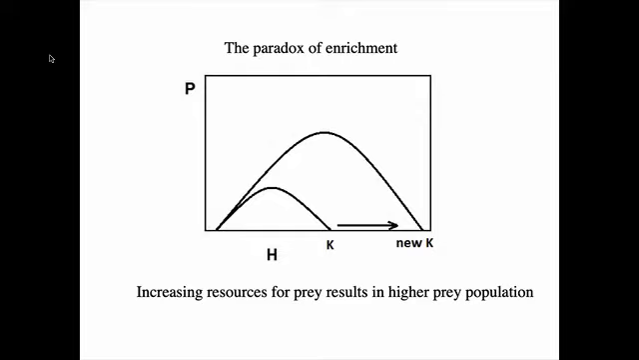The alternative is if we supplement the food of a prey. This is where this paradox of enrichment comes in. That's the title we give it, and it's because we discovered it not by watching prey get better at using their resources, but by giving them more resources. So we increase the resources for the prey, and it gets you a higher population. But what does that do to the interaction?